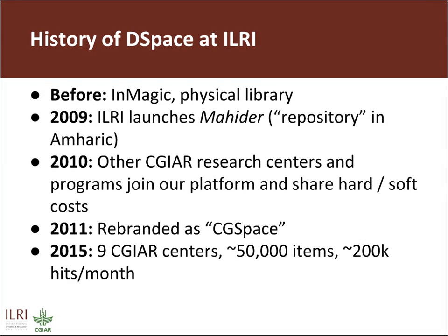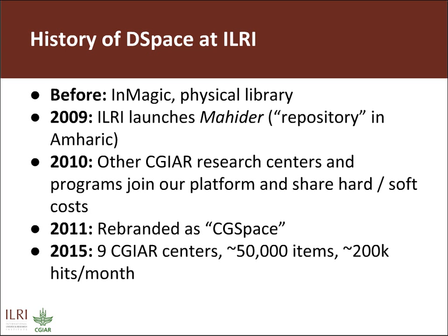But as we started deploying this platform and it became successful, and we started getting buy-in from the scientists and the institutional stakeholders, we got more popular, and we ended up getting a lot more of the CGIAR research centers on board, sharing costs, scaling up, and we eventually rebranded it to be the CG Space, which is kind of a combination of CGIAR and DSpace, of course. And fast forward to today, we have almost 50,000 items, and we get about 200,000 hits per month. And I'm going to talk about some of the strategies we used to do that.